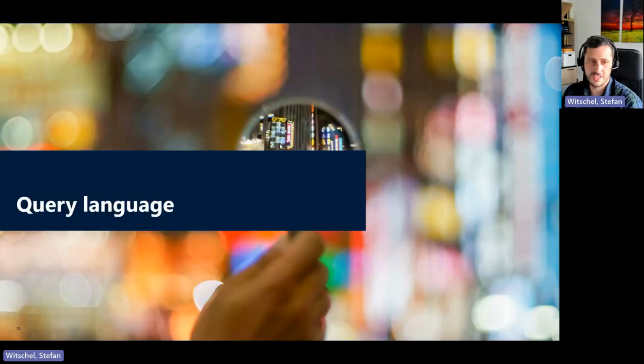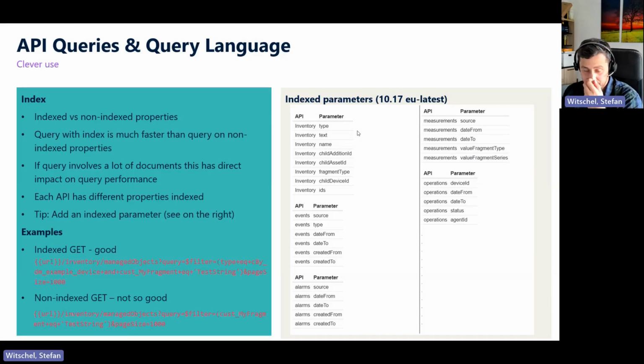Again, I'm running out of time, so no demo. For the query language, I will just get roughly through it. To efficiently retrieve the data out of the platform, you have to have in mind that some data is indexed and some data is not indexed in the platform. This really depends on the instance and the tenant you are using. But in general, here's an example of some parameters of the 1017 EU latest, where I defined per API which parameters are indexed and which are not.